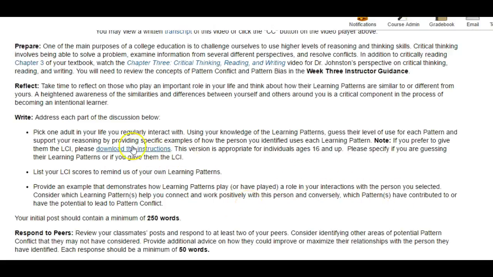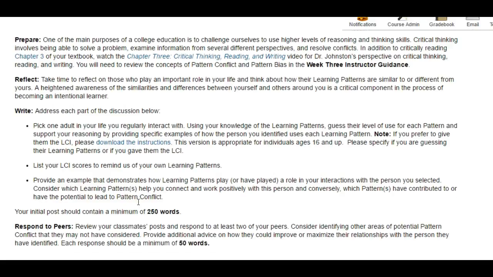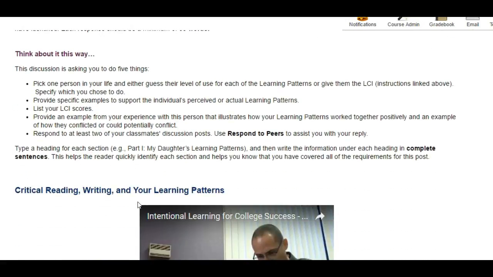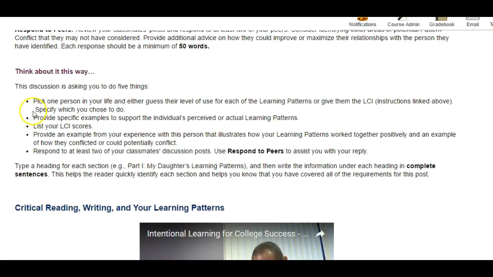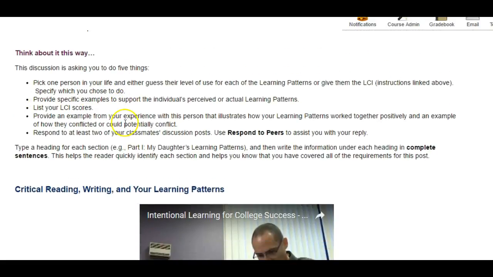So in past classes, I've noticed students have listed what they thought about the person. They did the assignment exactly like their assignment in week 2, but you have to do this last part to show the connection of how those learning patterns reflect in your relationship or your interaction. So make sure that you do that and not just provide information on what was their post. So here again, it tells you the things you need to remember.